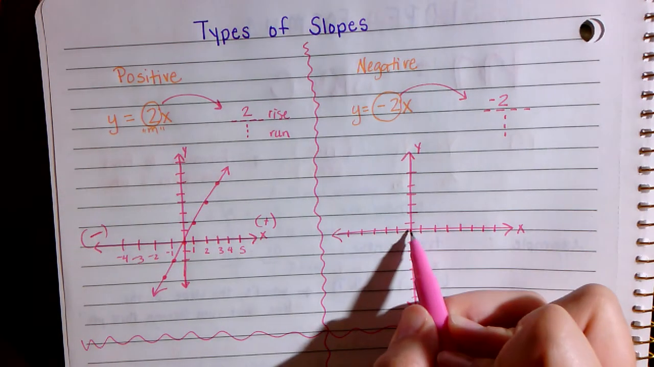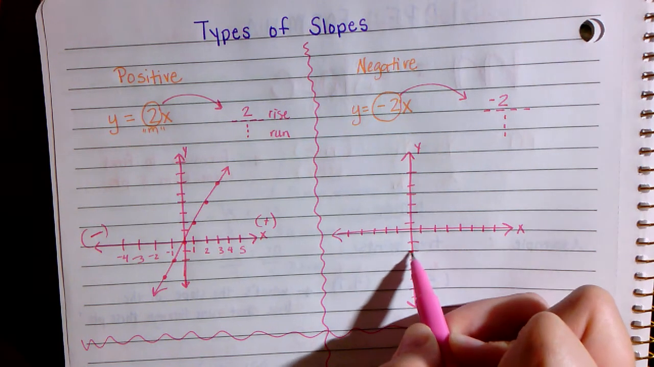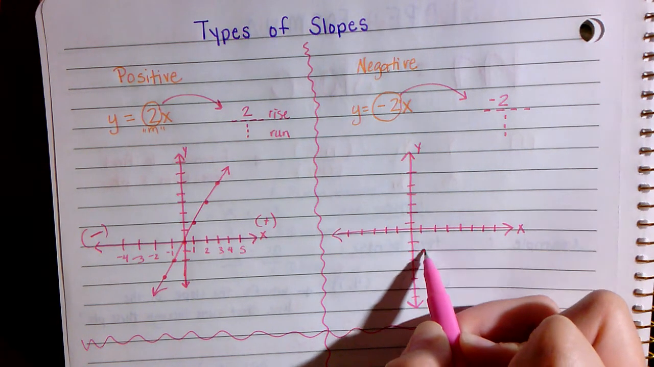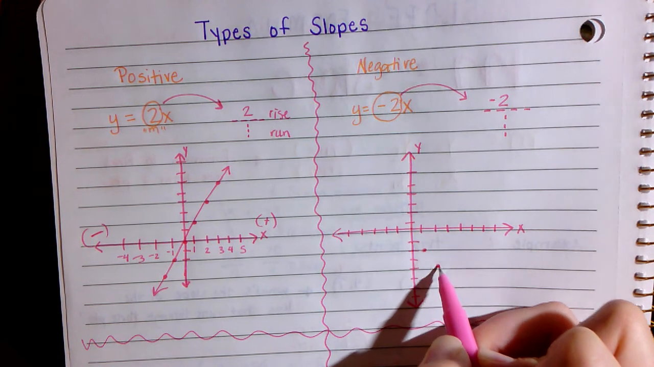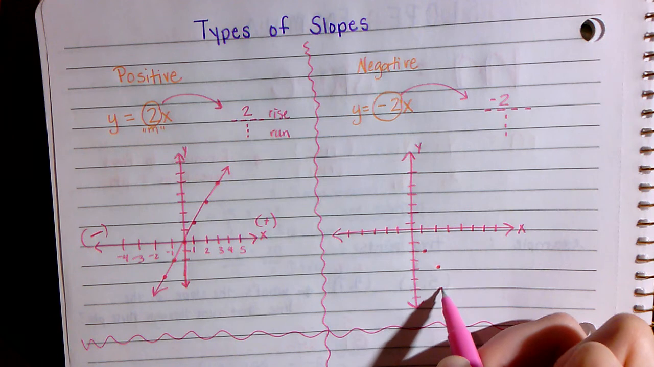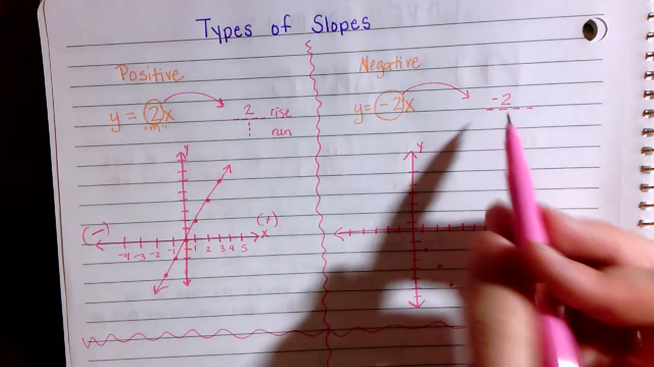Then it's telling me to always start from my origin, right? It's telling me to go down 2 and over 1. Gotta go positive here. Down 2, over 1. You always start off at the last dot you just drew. Down 2, over 1.